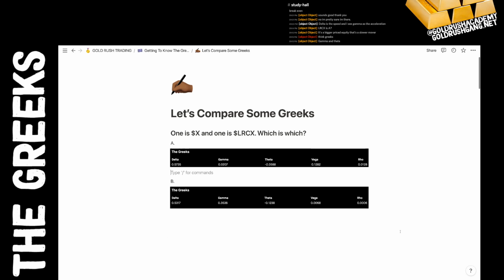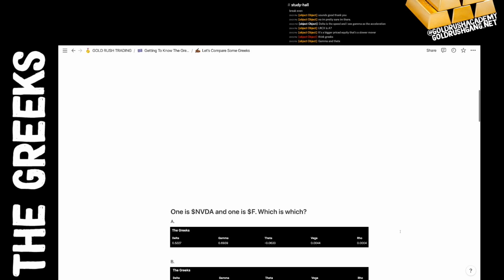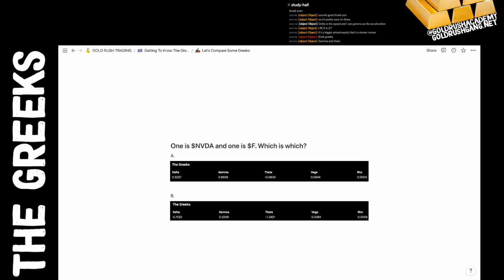All right, here's the next question. One of these is NVIDIA and one of these is Ford. Which is which?